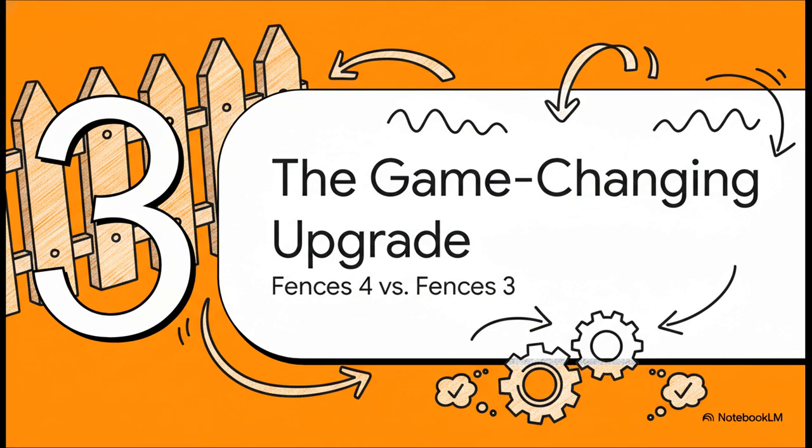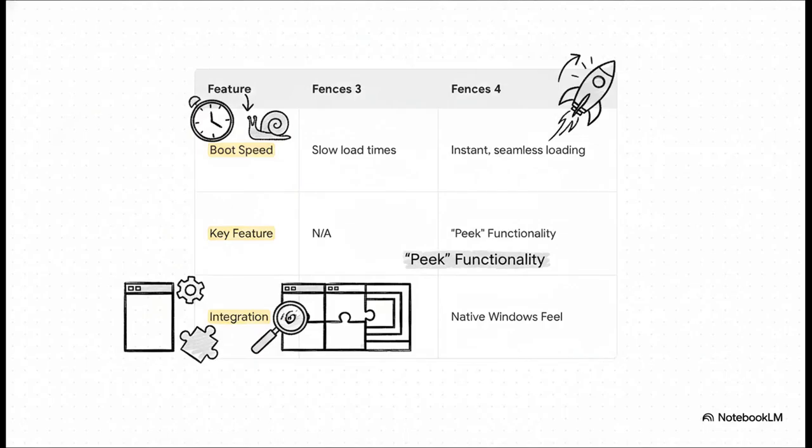Now, Fences has been around for a while, but the latest version, Fences 4, brought an upgrade that users are calling an absolute game changer. Why? Because it solved the one major frustration people had with the older version. So what's the big difference? It all comes down to how it integrates with Windows. Fences 3 was great, but it always felt a little bolted on. It had a noticeable delay when you started your computer. Fences 4, on the other hand, feels like it's a native part of Windows.